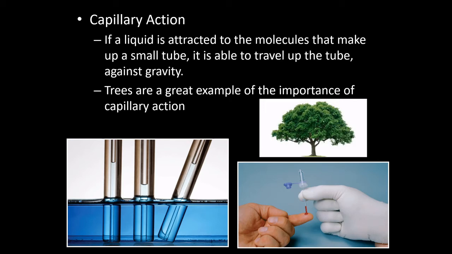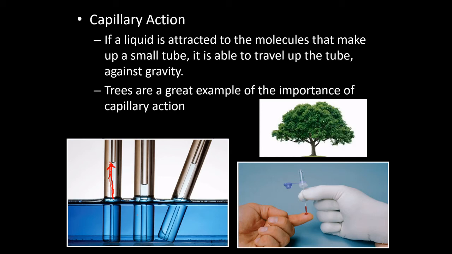So this is when you have liquids that will actually travel against gravity up a small tube. So you can see here water is traveling up this glass tube. The reason that it's doing that is because water is highly attracted to glass. Water and glass are both very hydrophilic, which means that they're both very polar, essentially. Hydrophilic, from the Greek, means it loves water.